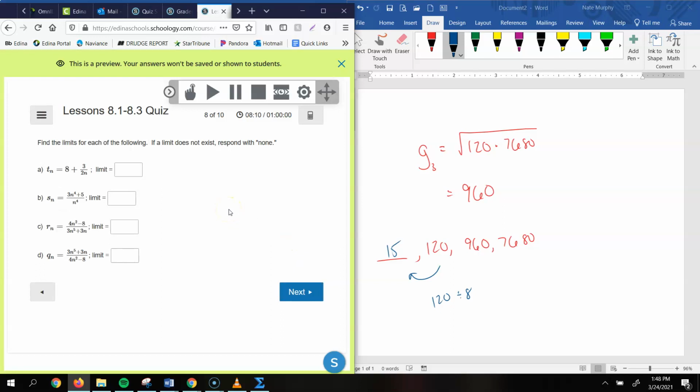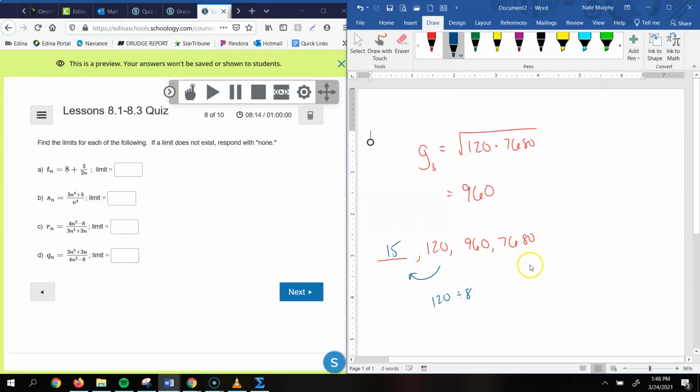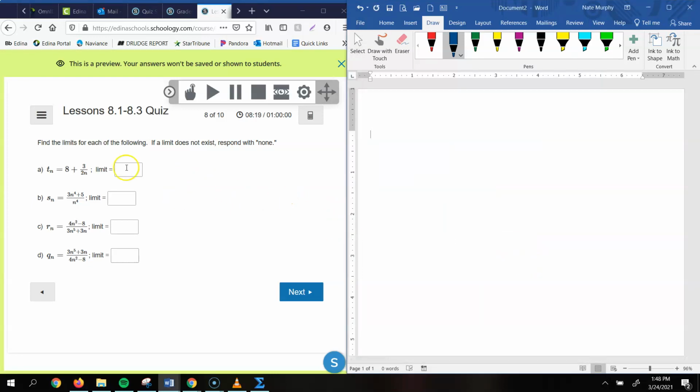All right, let's look at number 8 here. It says, find the limits of each of the following. If a limit does not exist, respond with none. Okay, so for the first one, we have two pieces there. We would find the limit of both of them.